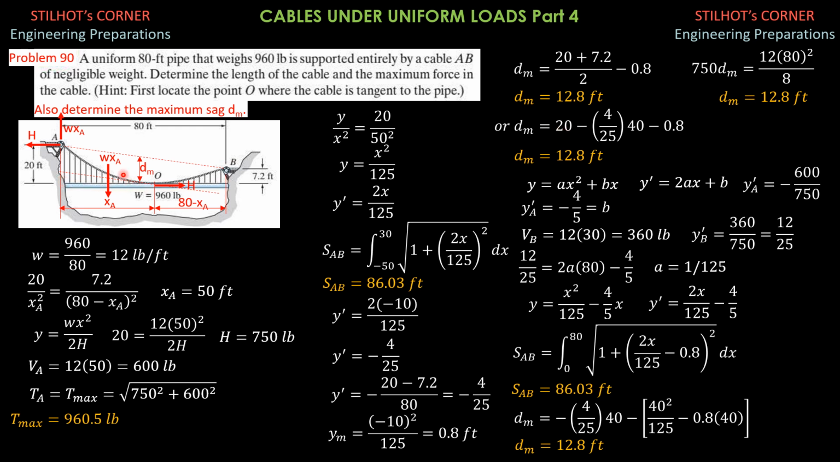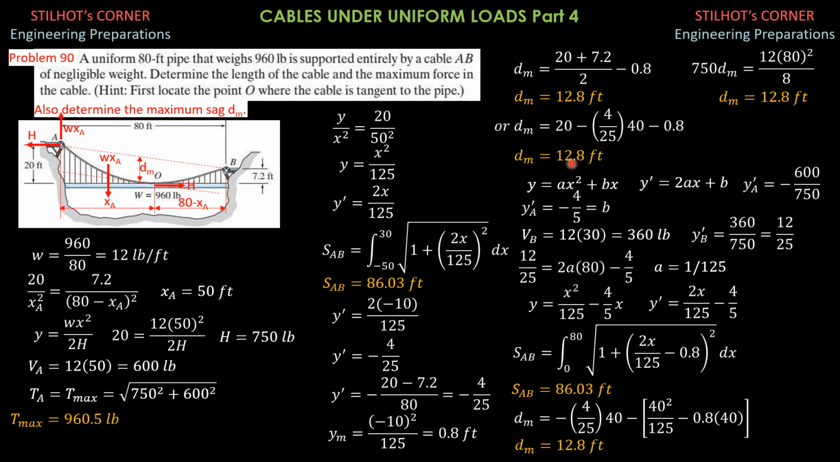So 20 minus this intercepted vertical distance, which is the slope of the chord. This is the slope at the point on the cable at the center. So 4 over 25 times 40, because from the center to A is 40 feet. Then we subtract further ym, which is 0.8. So that's why it's also 12.8.